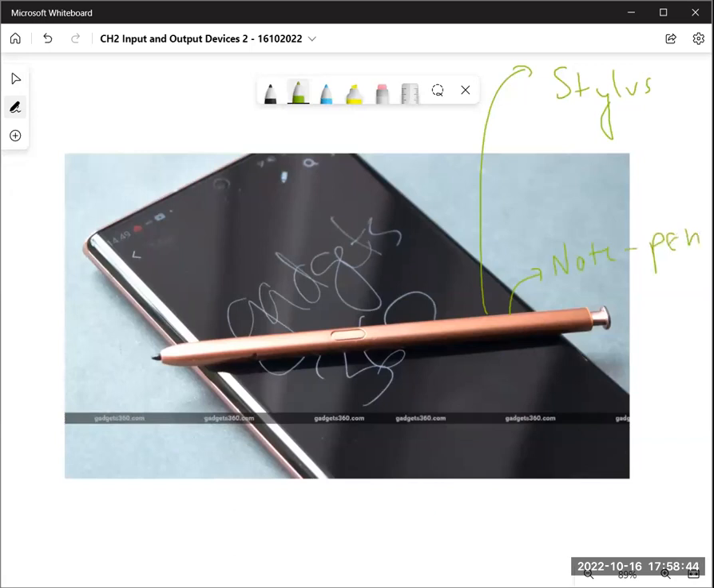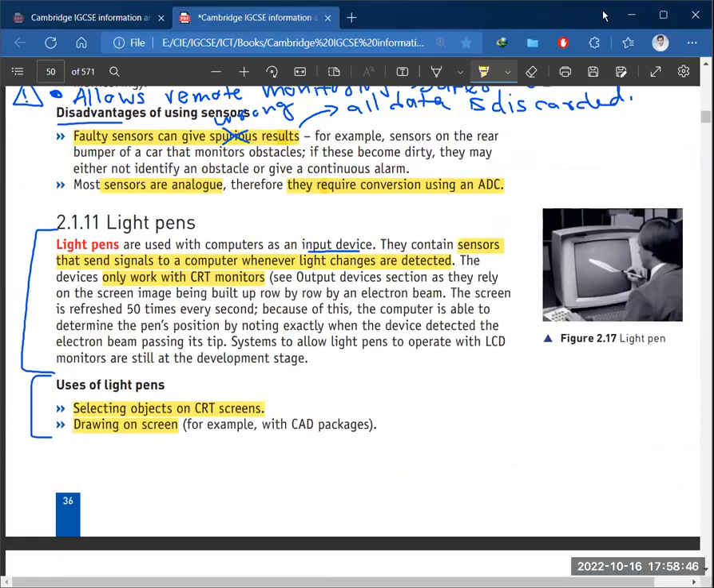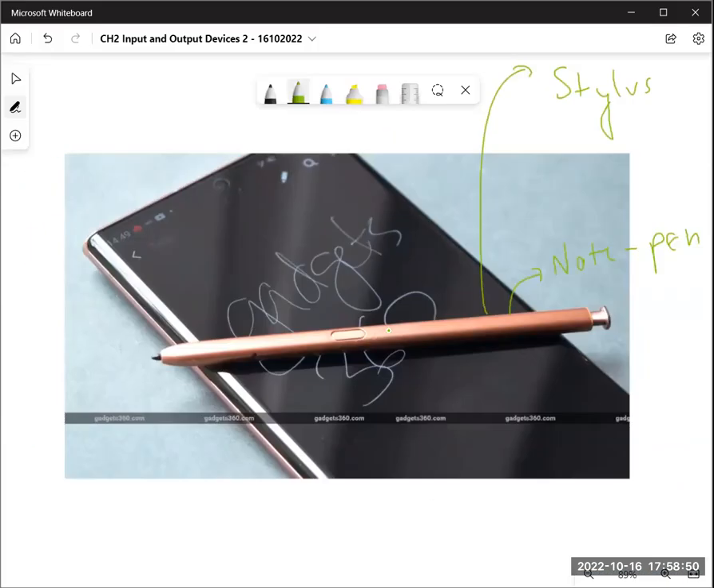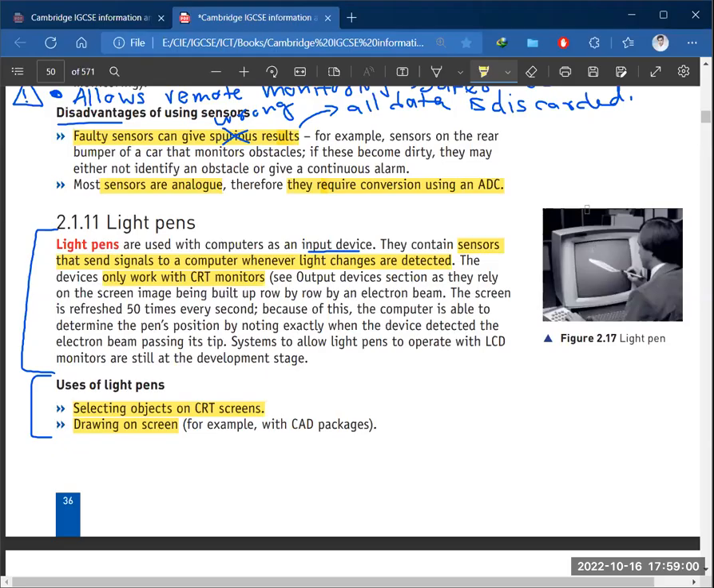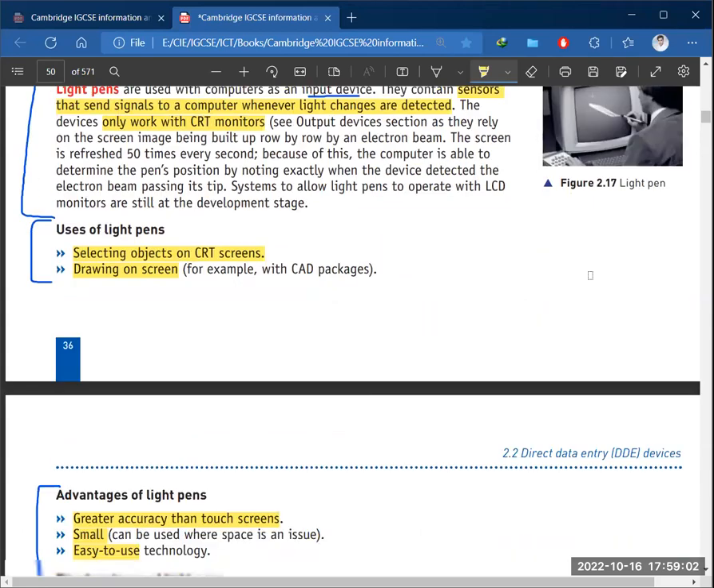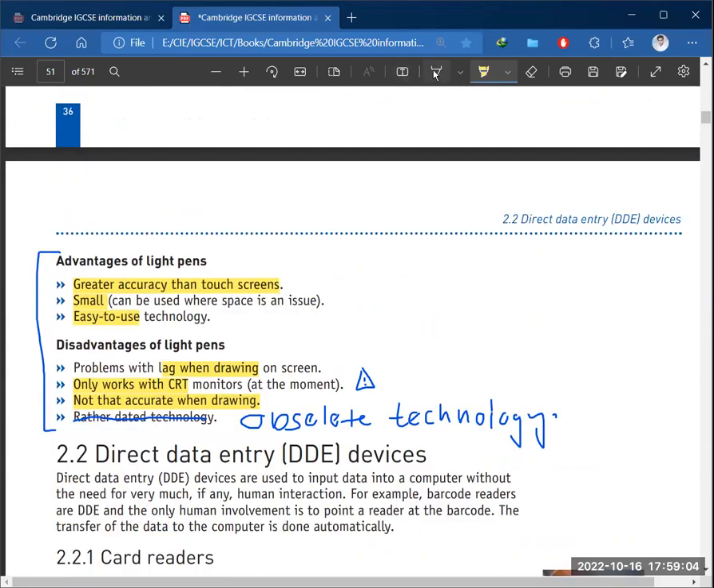They work similar to these light pens, but these are for touch screen, but those were for CRT. Any questions? It works similarly to that. But don't think of this as this. This is something else. This only works with old technology, with CRT monitors. Now, Zara, which part should I repeat?